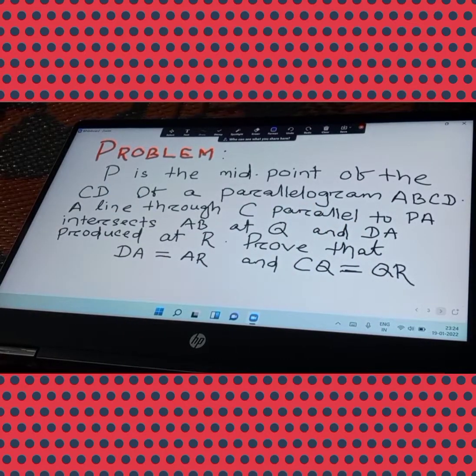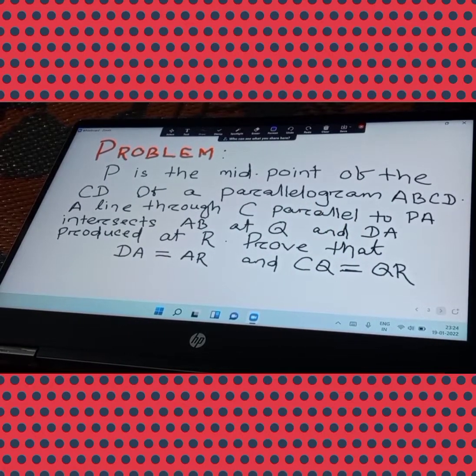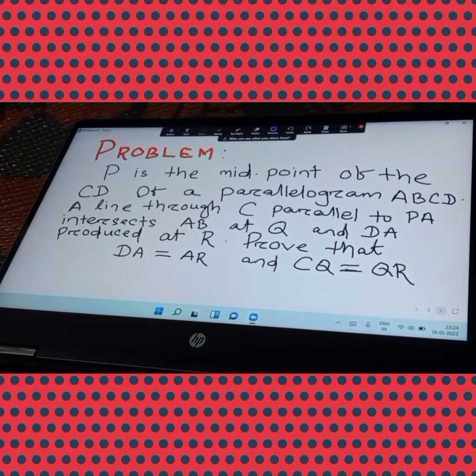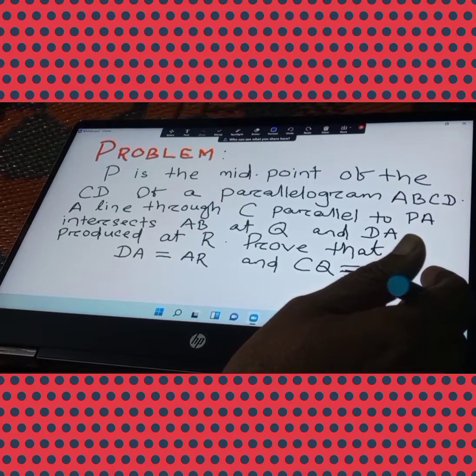Here is the problem in front of you, a geometrical statement that we are going to prove. P is the midpoint of the side CD of a parallelogram ABCD. A line is drawn through the point C parallel to PA, intersecting AB at the point Q and DA produced at the point R. Prove that DA is equal to AR and CQ is equal to QR. Understand the question? Okay. Let's see the diagram.